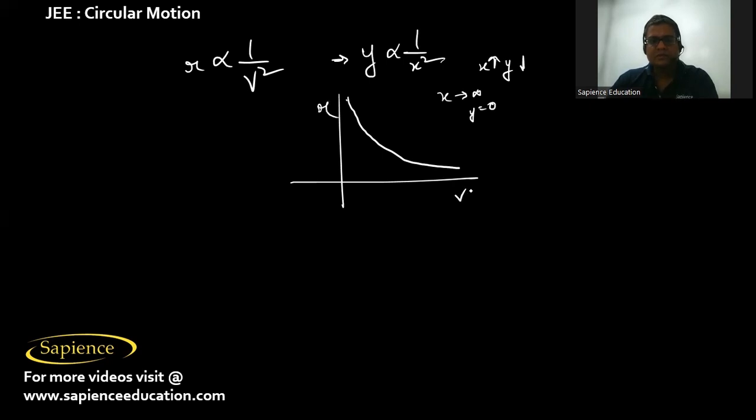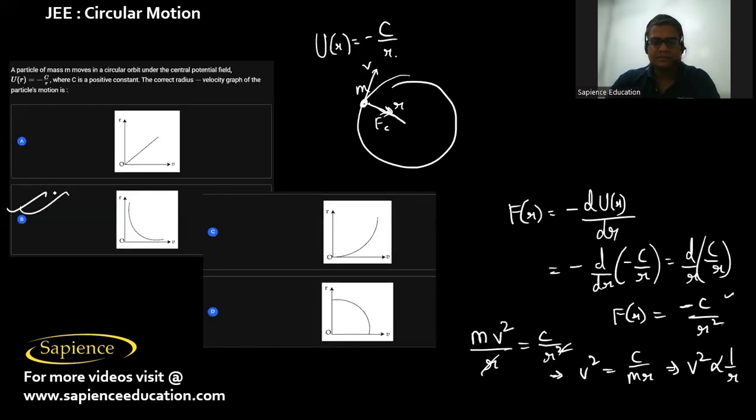So this will be r versus v graph. So option B is the correct answer.